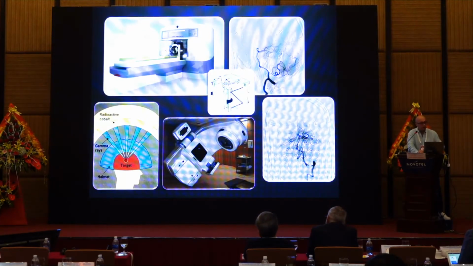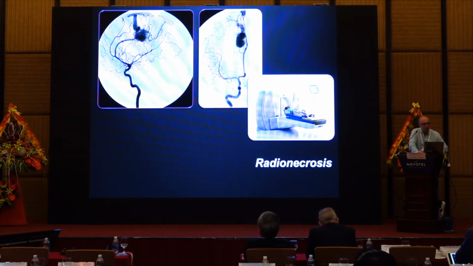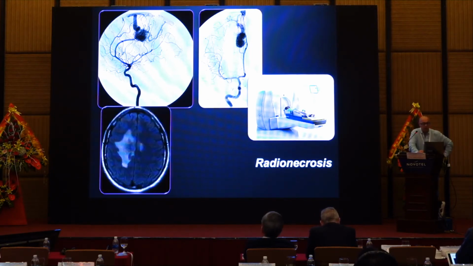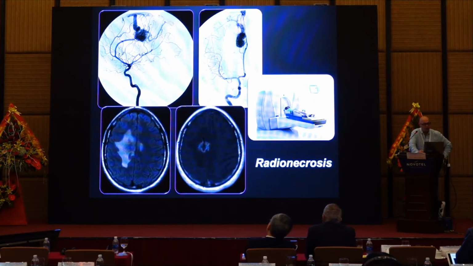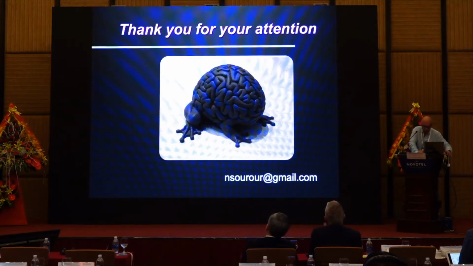Here is an example. This is the machine of the gamma knife, and here is an example of an unruptured AVM. We did this gamma knife, and this is what happens after a few years. You have a radionecrosis of the brain at the site of the radiotherapy. So thank you very much for listening.